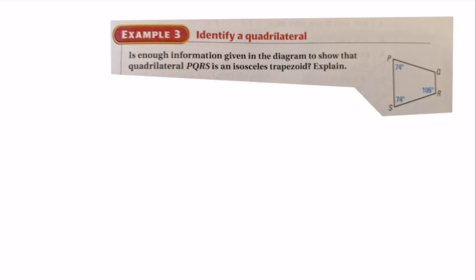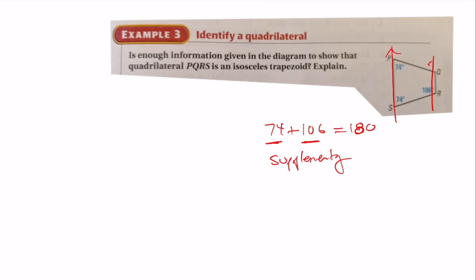And I'm looking at this 74 and 106, and I'm just going to add those up, 74 plus 106, and that is 180. So that means that these angles are supplementary. And if they are supplementary, then the lines that they're connecting are parallel. So I know that PS and QR are parallel because this transversal right here, the consecutive angles in there are supplementary. Okay, so I know that they're parallel, so I know I have a trapezoid.